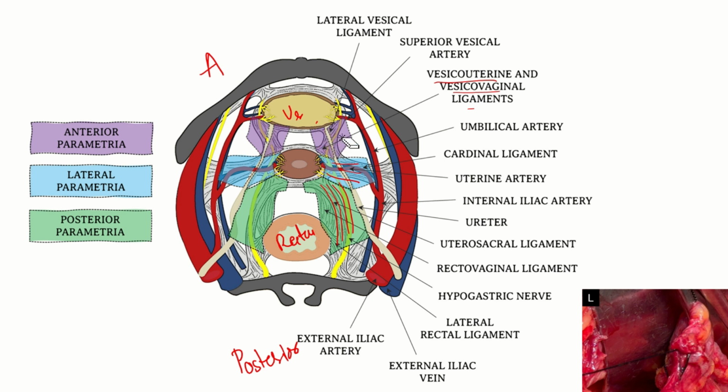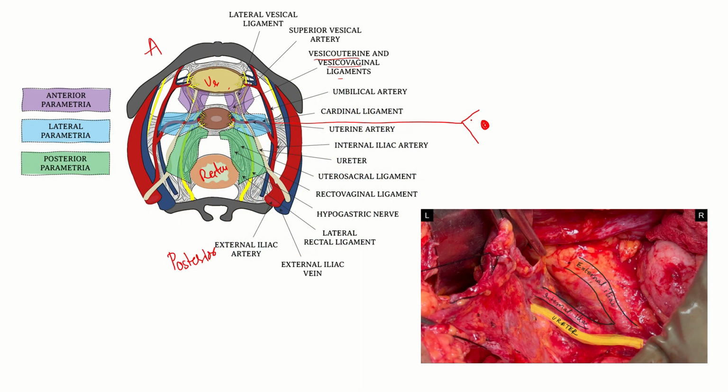These are further divided into spaces again. So the anterior parametrium, which is also called as the vesico-uterine ligament, is divided into two halves, the medial half and the lateral half, by the ureter passing through it, as you can see in this image. And the lateral parametrium is divided into superior and inferior portions by this deep uterine vein. The deep uterine vein divides this lateral parametrium into the superior and inferior parts.